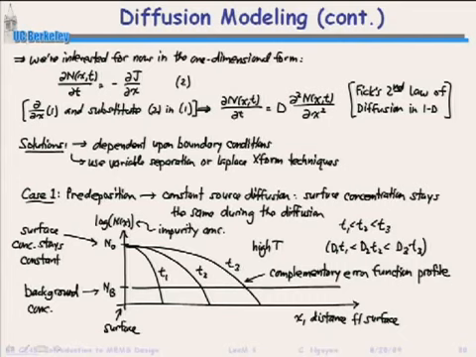Okay, so one case is predeposition. And in predeposition, which we just talked about, that's where we have a constant source diffusion. That's where we have a solid source between those two wafers, and that solid source is continuously supplying new dopants. What does that mean? That means that the surface concentration of dopants stays constant throughout the diffusion step.